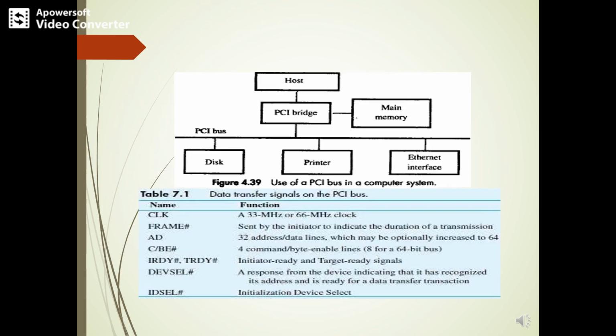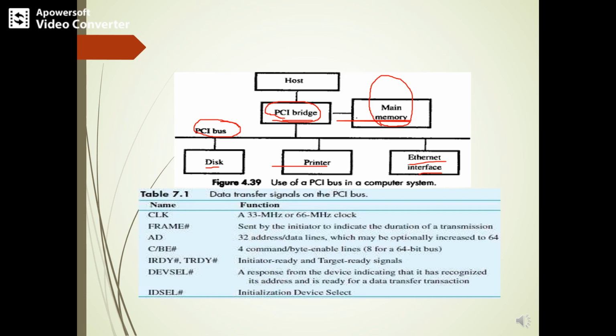So here we can observe the use of the PCI bus in a computer. We have one PCI bridge which will make the connections from the host as well as main memory to the PCI bus. But disk, printer, and the Ethernet interface, etc. can be directly connected to the PCI bus. But memory is connected to the PCI bus via the PCI bridge.